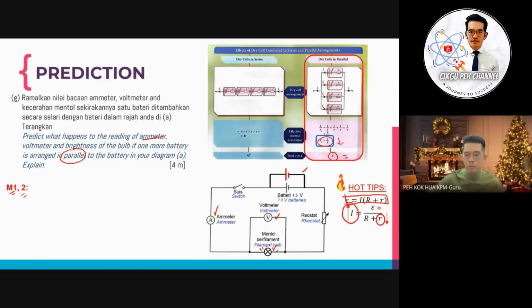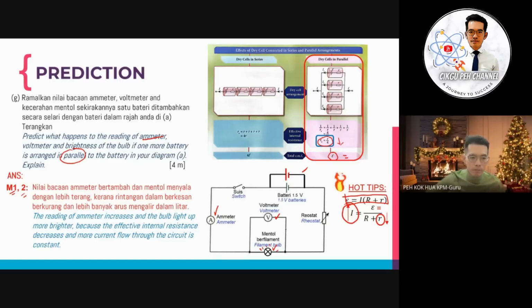The second mark will be the explanation. Here, the first mark is that the reading of the ammeter increases and the bulb lights up brighter. The reason, as I mentioned just now, is that the effective internal resistance decreases, so more current is able to flow through the circuit. So this will be the explanation.